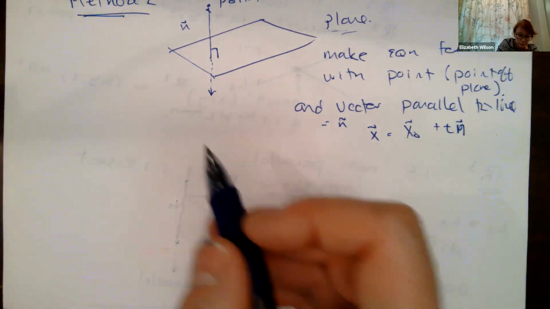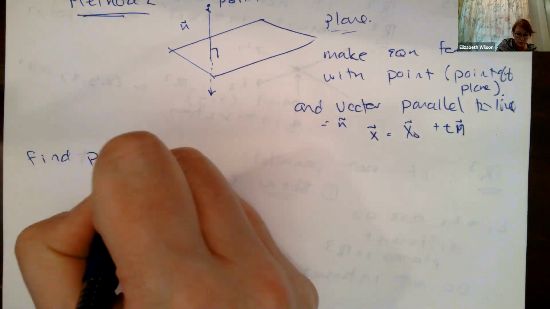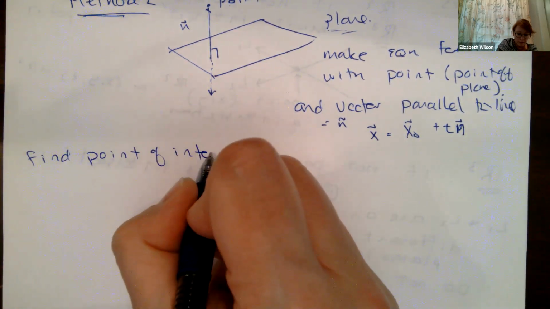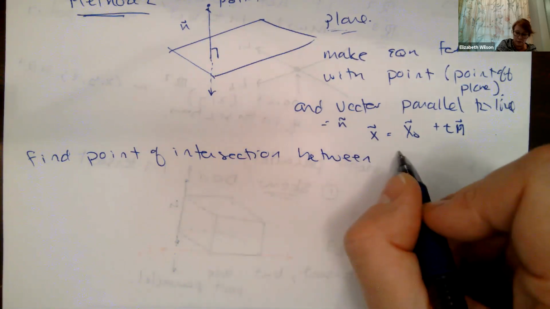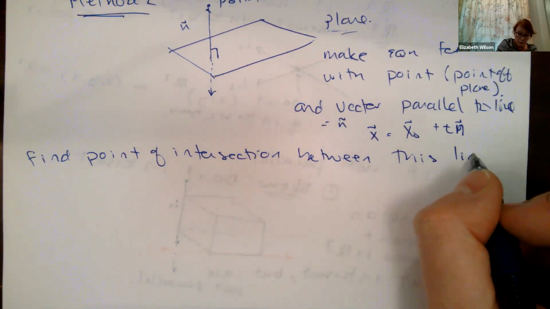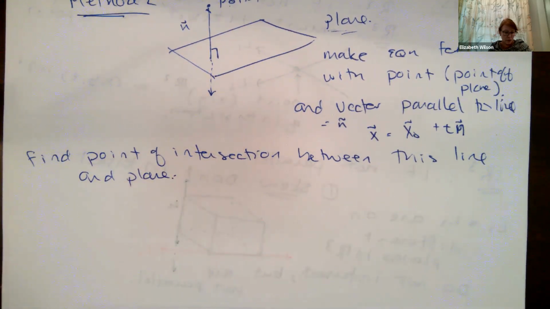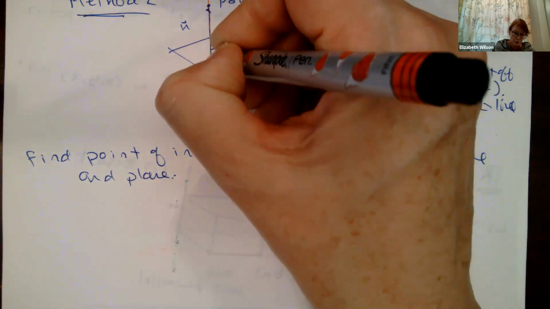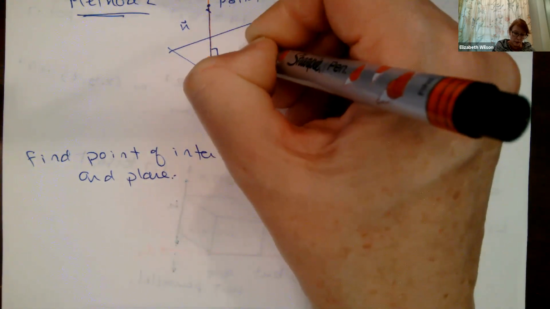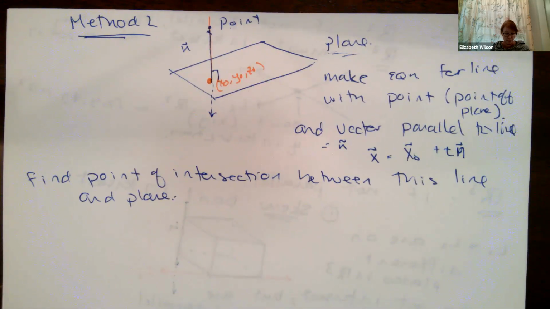Now I'm going to find the point of intersection between this line and the plane, right? So I'm making a line equation. I'm going to find this point here, x naught, y naught, z naught. That's our point of intersection between the line and the plane, which we just did, right? We just did all those intersections.